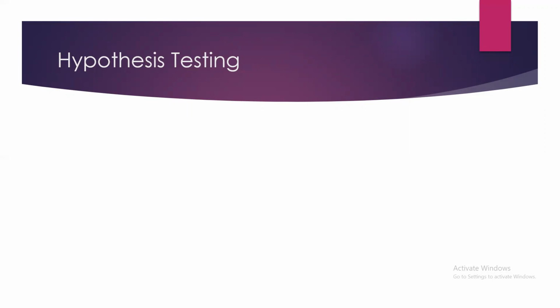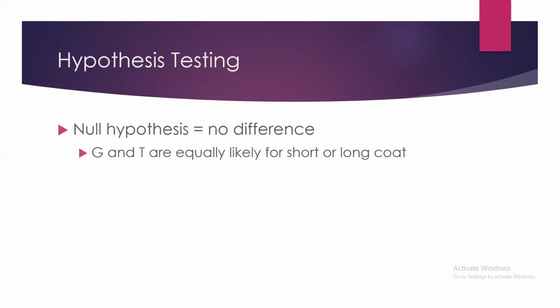And we want to see if this one is actually associated with the gene of interest, or if it's just coincidence that all of the dogs who have short hair have more of one nucleotide versus the other. So we are going to test our hypothesis.